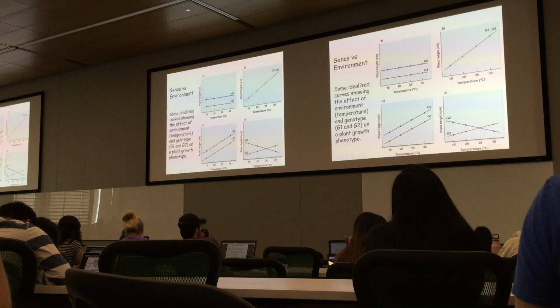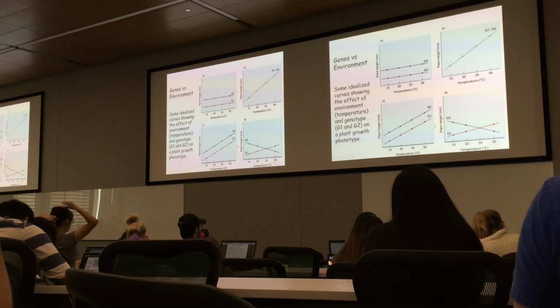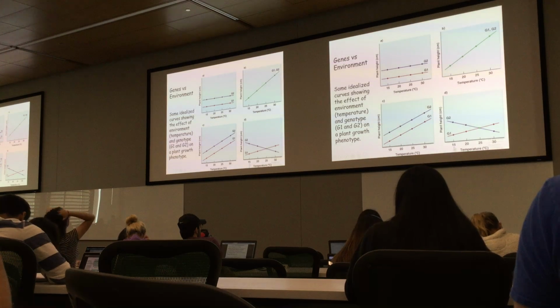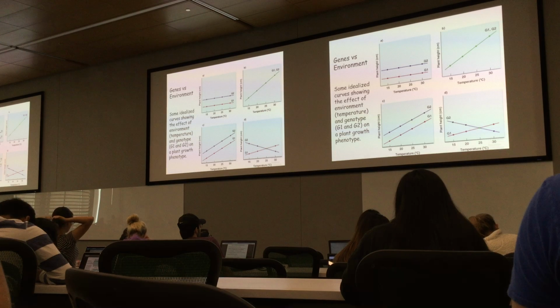And the final one shows you two genotypes which are influenced by the environment. They're also different in terms of their genotype because at any given temperature they have a different height except for 25, but they're influenced by the environment in different directions. Okay?